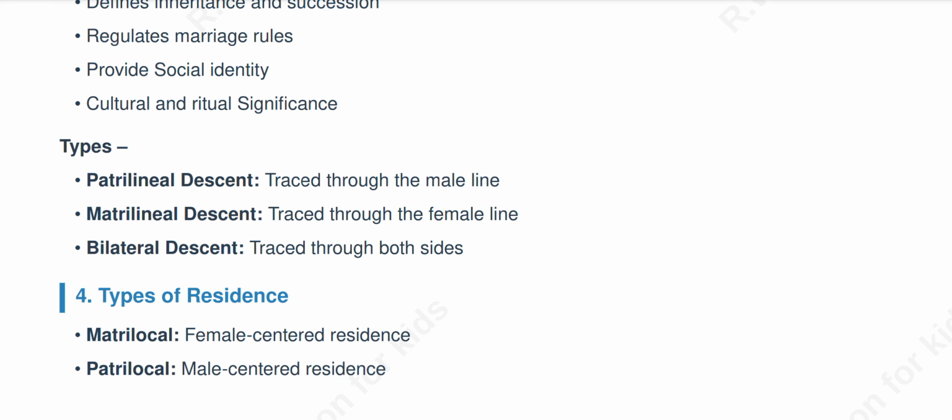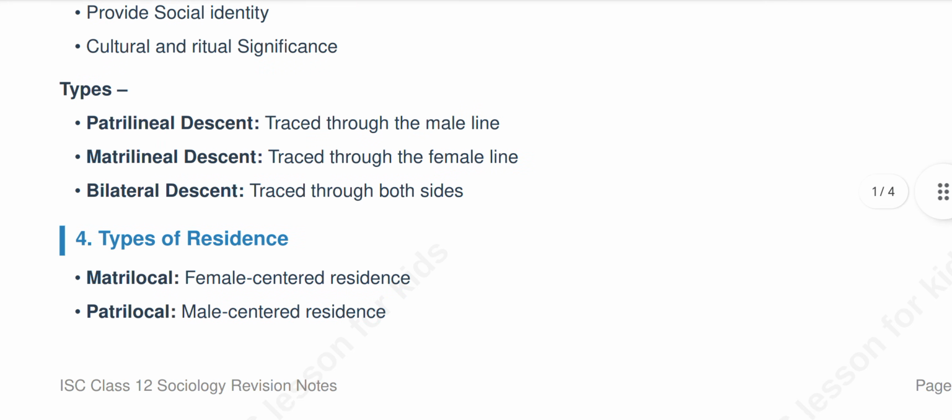Patrilineal descent means traced through the male lines. I told you already about this, that from the father, the son will get all the properties, all the responsibilities, and everything, all the titles, each and everything. Now, matrilineal descent is traced through the female lines, this is the opposite. From the mother, every responsibility, title, and property, the daughter is going to get.